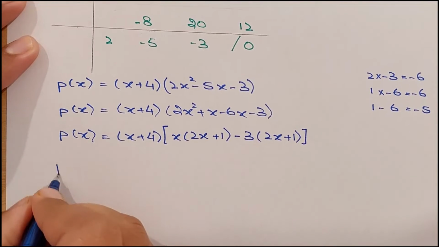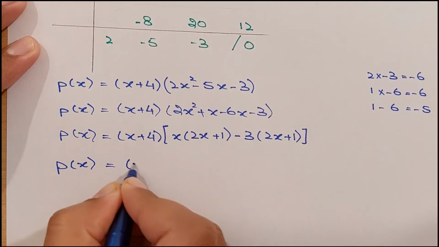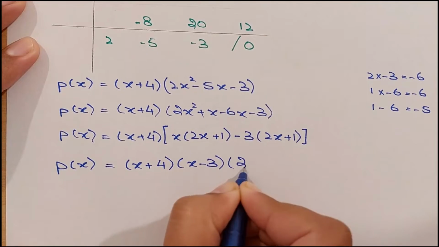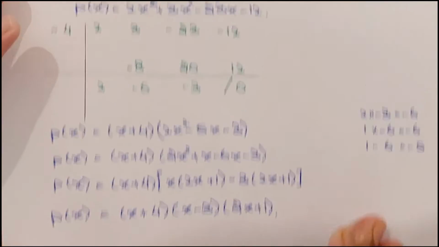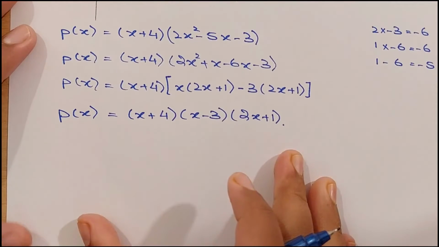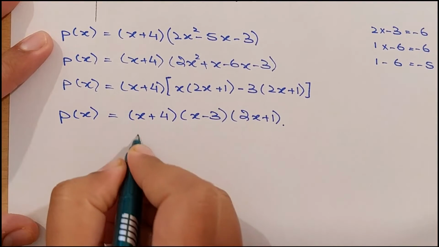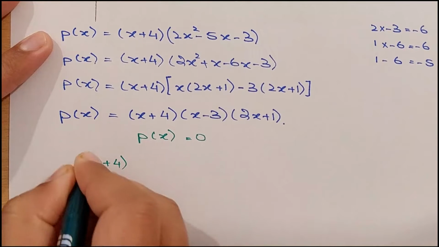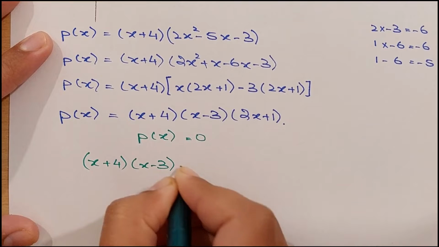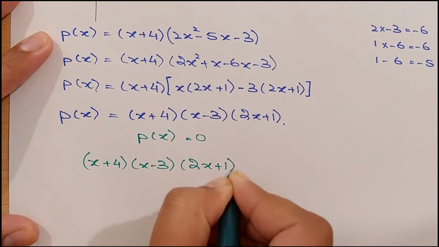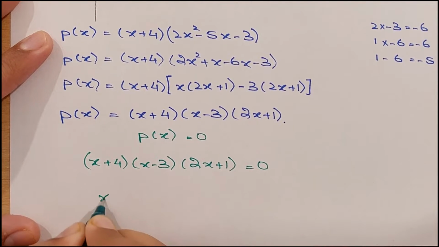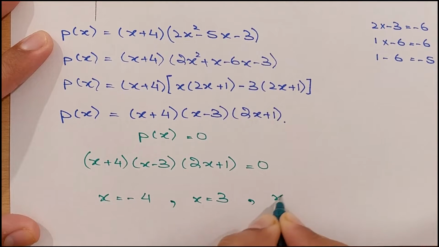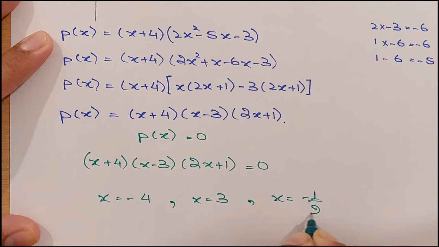Okay, to simplify further, it is (x + 4)(x − 3)(2x + 1). Now we have to state all the solutions when the polynomial equals 0. So we put p(x) = 0. So we can say (x + 4)(x − 3)(2x + 1) = 0. So what are the x values? x = −4, x = 3, and x = −1/2. Right.